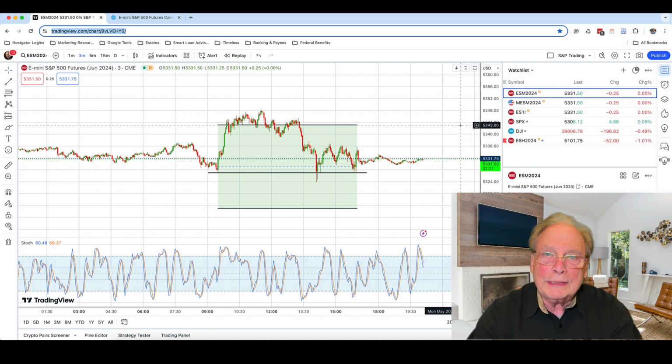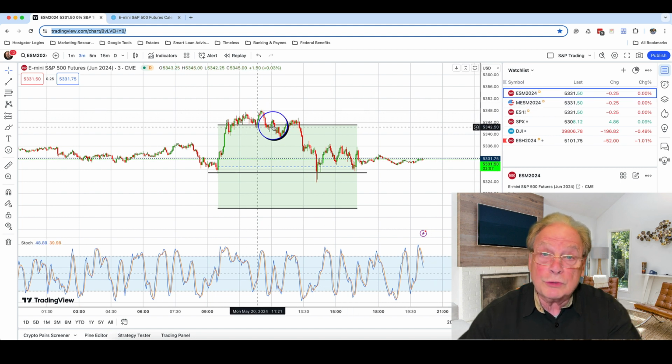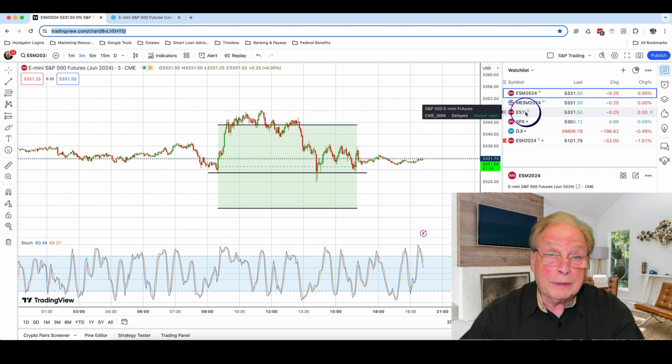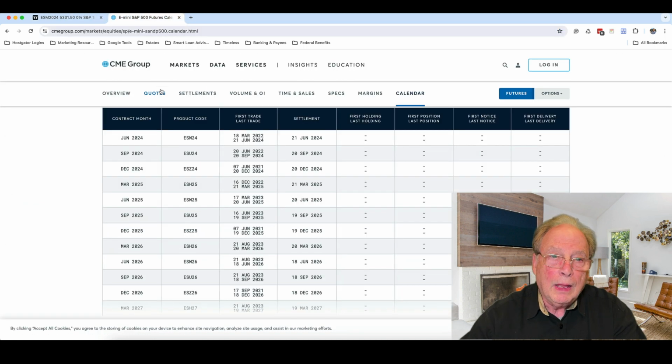The continuous contract, if you chart the continuous contract, you never have to switch your contract from one month to another when the contract rolls and expires. And for instance, here is ESM 2024, which is the contract that you see on my screen, and you'll note the price at the last close, 53.3150. And ES1, the continuous contract, is also 53.3150.